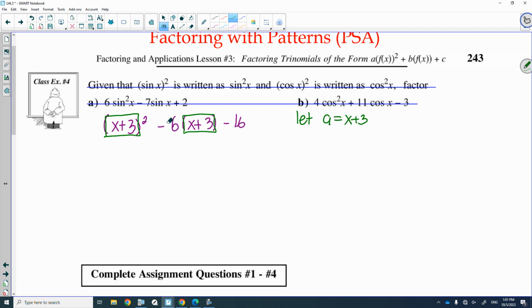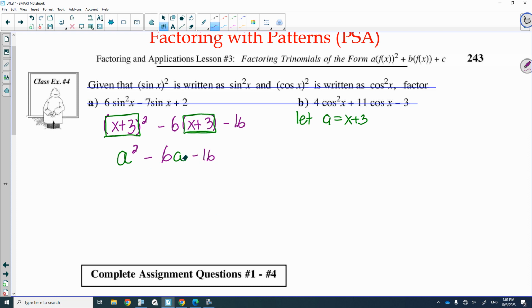So just write that down. Let a equal x plus 3. So you're going to notice brackets, and if you see brackets, you're going to be like, okay, it's going to be a pattern. I want you to rewrite this, take out the x plus 3, and put an a in its place. So take this x plus 3 out, put an a in its place, and that guy was squared, minus 6. Oh, there's another x plus 3, so put an a there, and then minus 16.